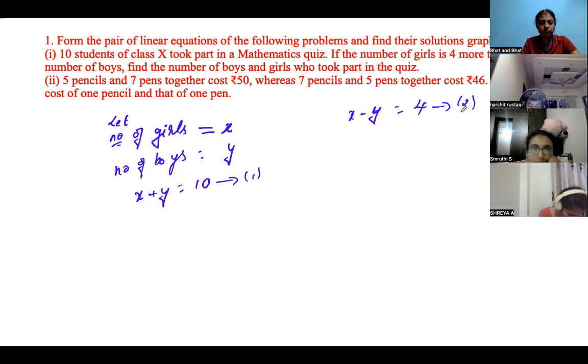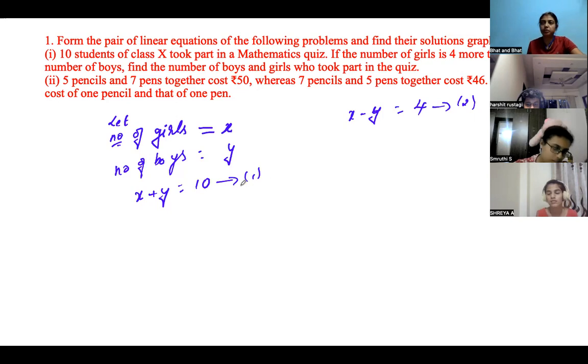Intersecting? Because A1 by B1 is 1 by 1, and A1 by A2 is 1 by 1. B1 by B2 is minus 1 divided by minus 1. So they are not equal. Right? Okay.